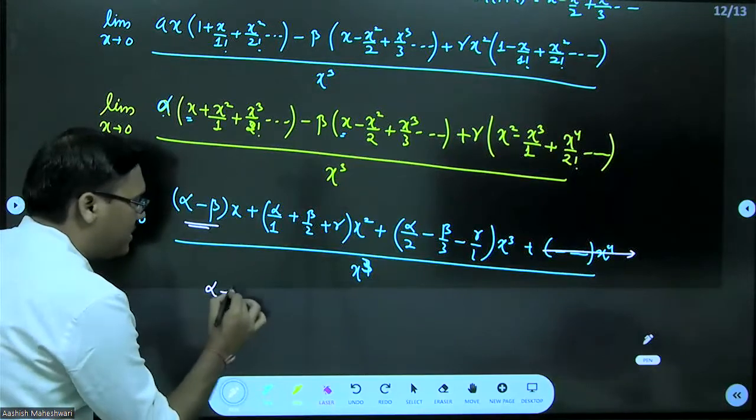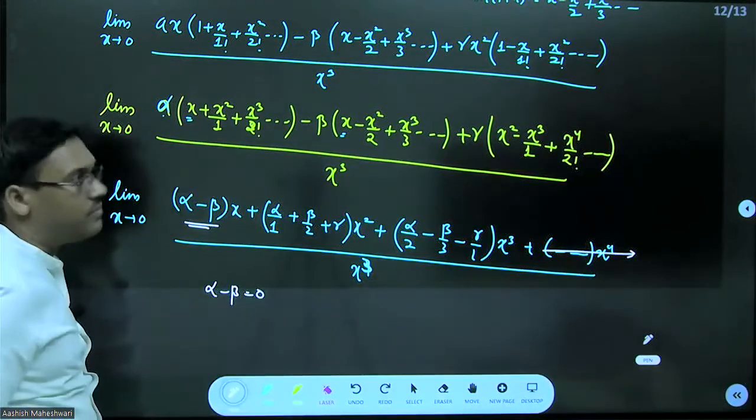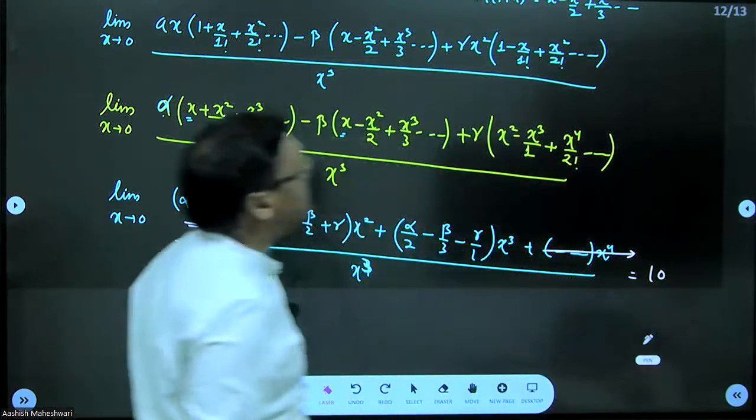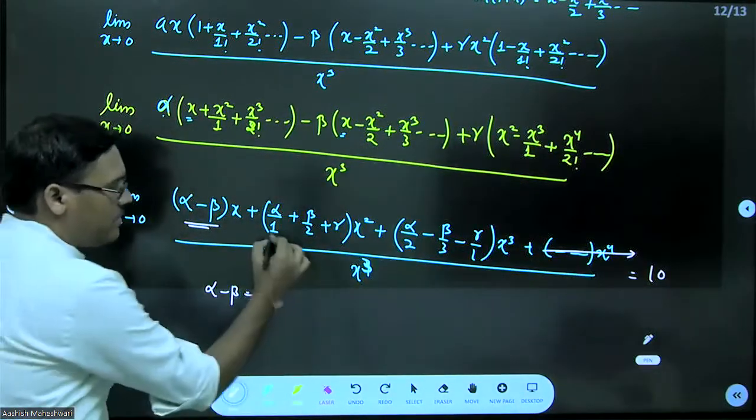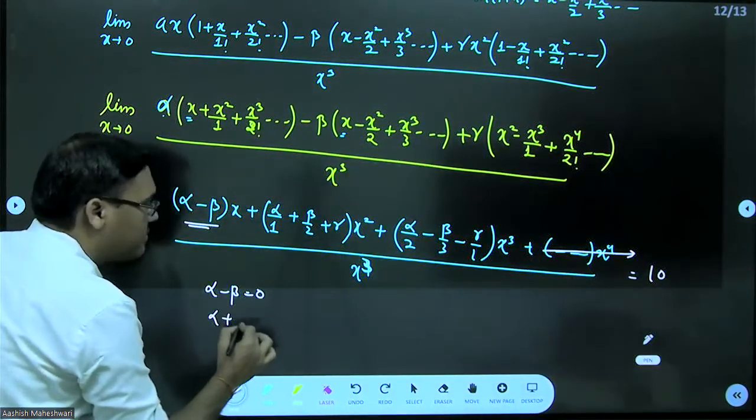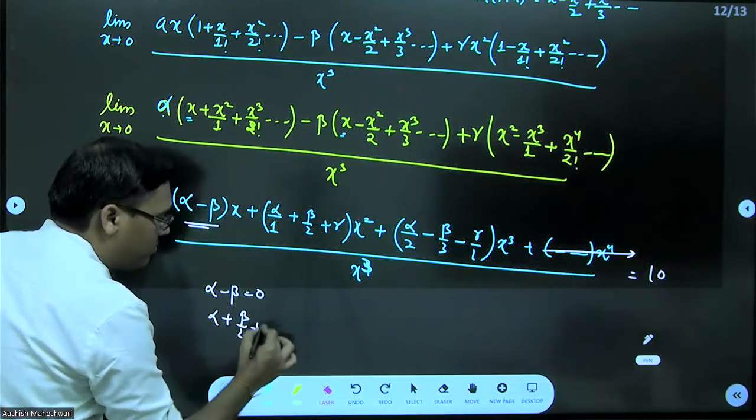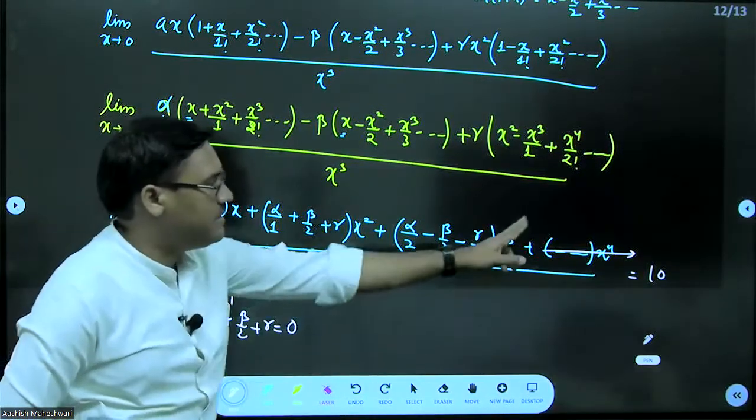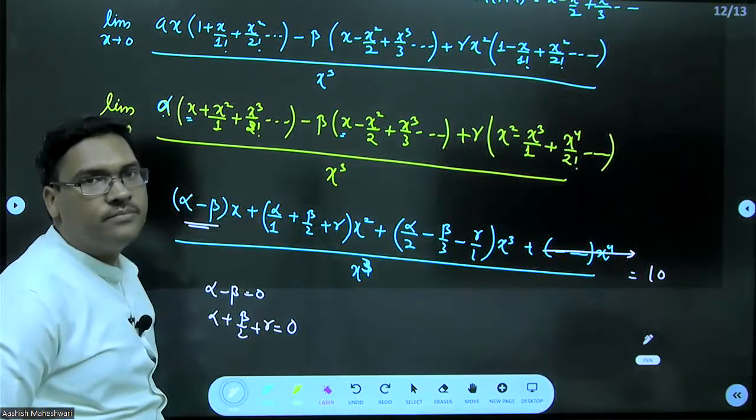Alpha minus beta has to be 0 because this has to be a finite value. This has to be a finite value which is 10. Okay, this term has to be 0. This is alpha plus beta by 2 plus gamma, which has to be 0. Then only you can see this x cube and x cube can cancel.